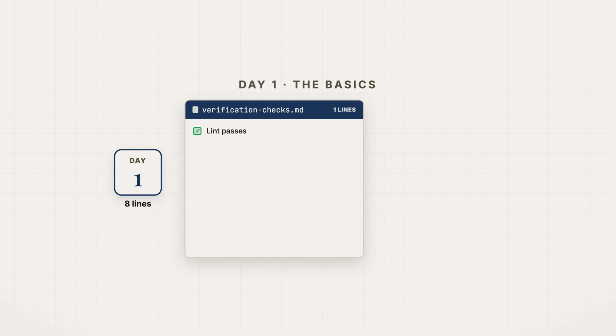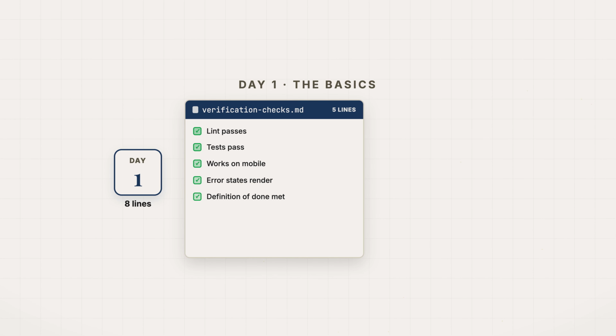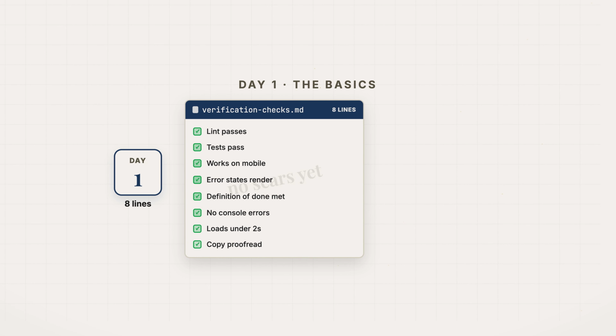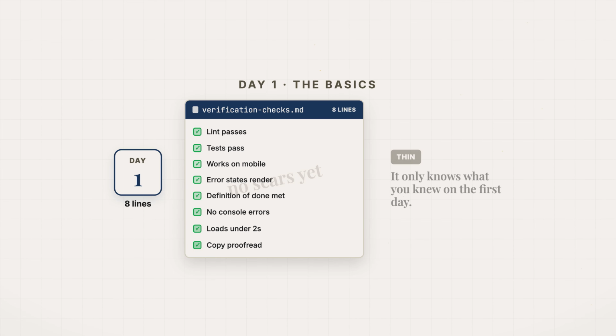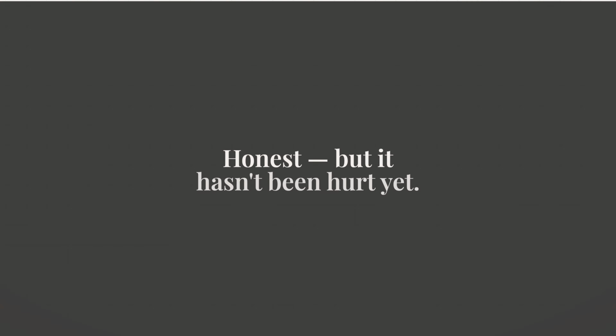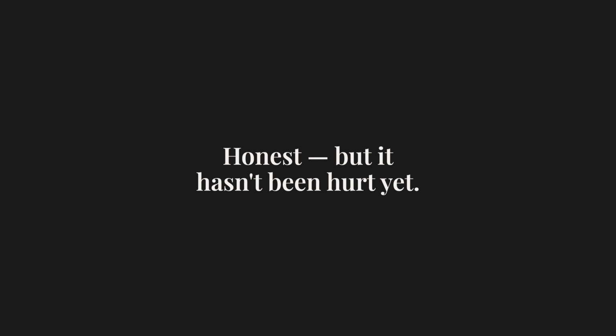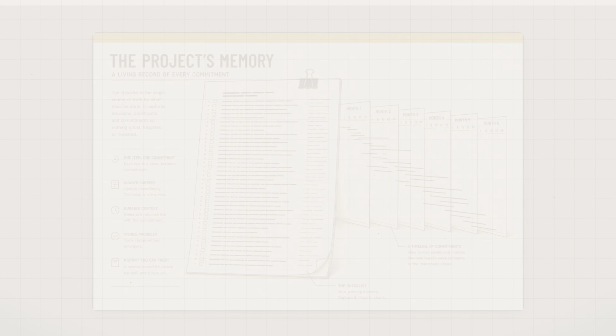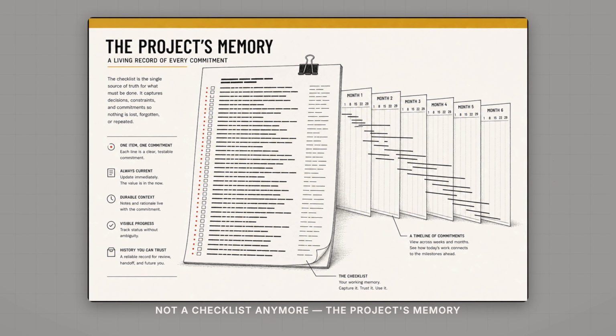Picture it on day one. Your pre-ship checklist is short, maybe 8 lines, the basics. Lint passes, tests pass, it works on mobile. The error states actually render. The definition of done for this feature is met. Honest, but thin. It only knows what you knew to check on the first day, which by definition isn't much, because you haven't shipped anything yet. It hasn't been hurt yet. It has no scars.